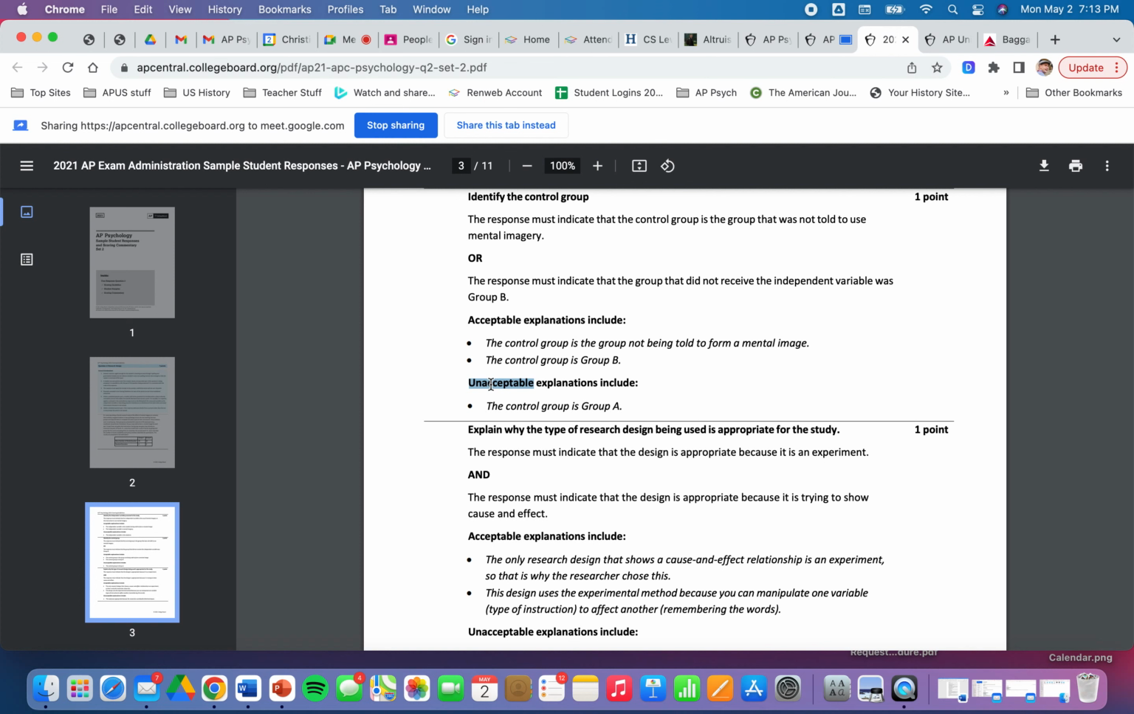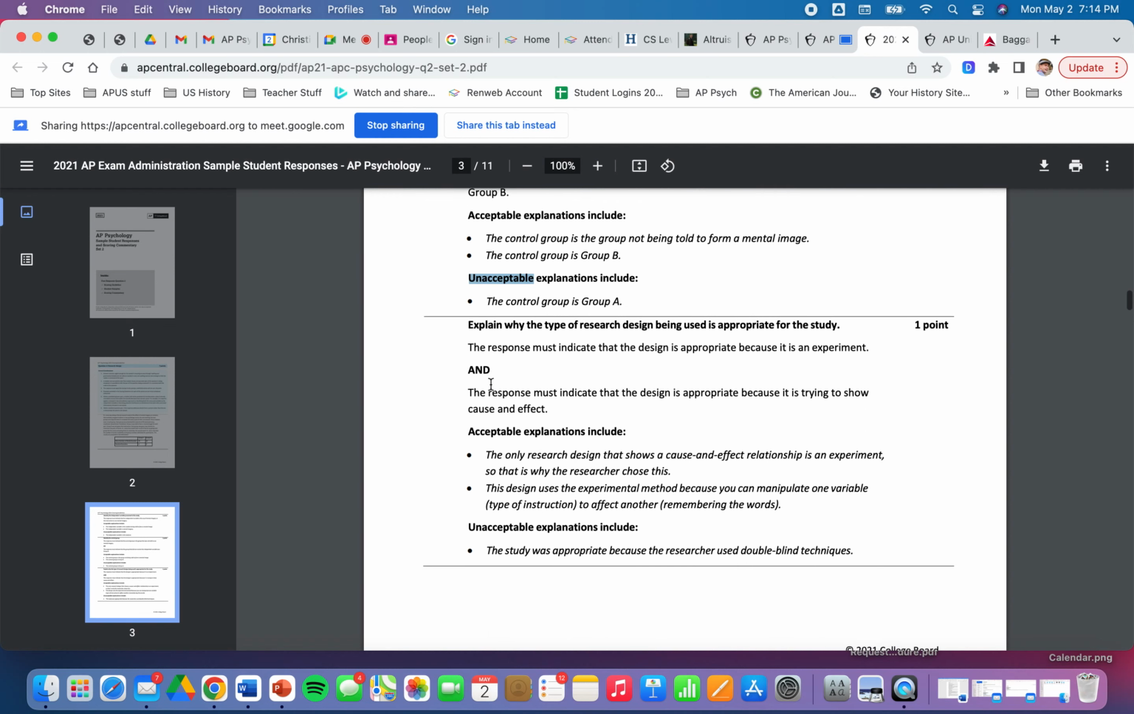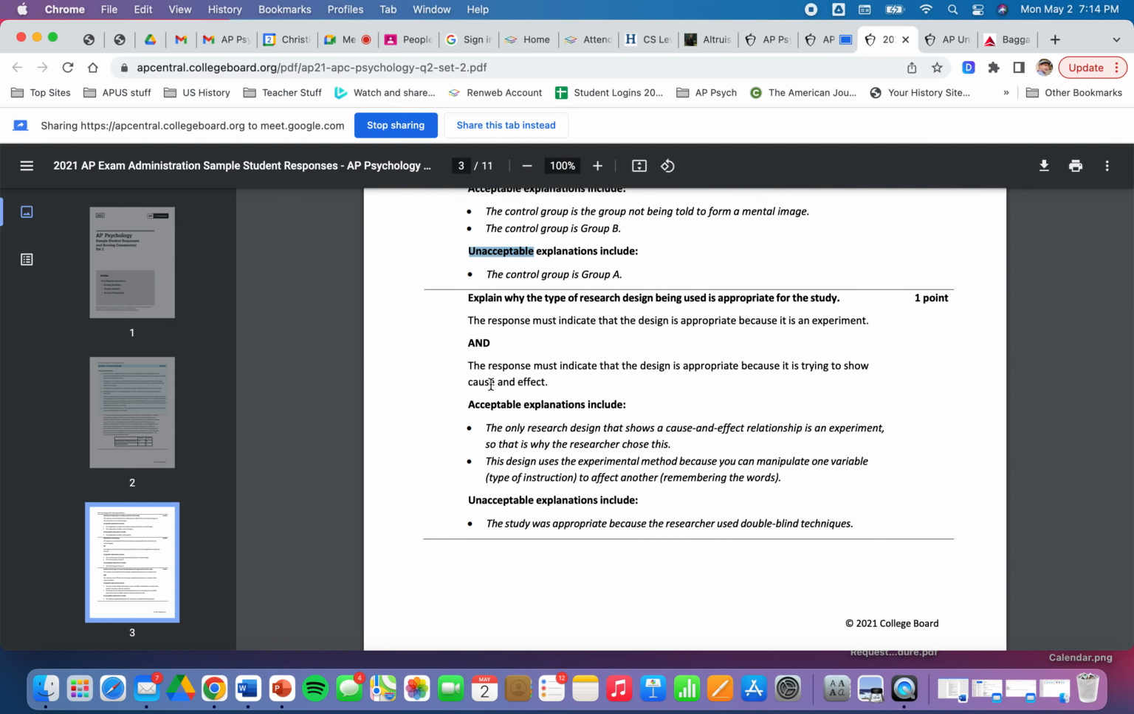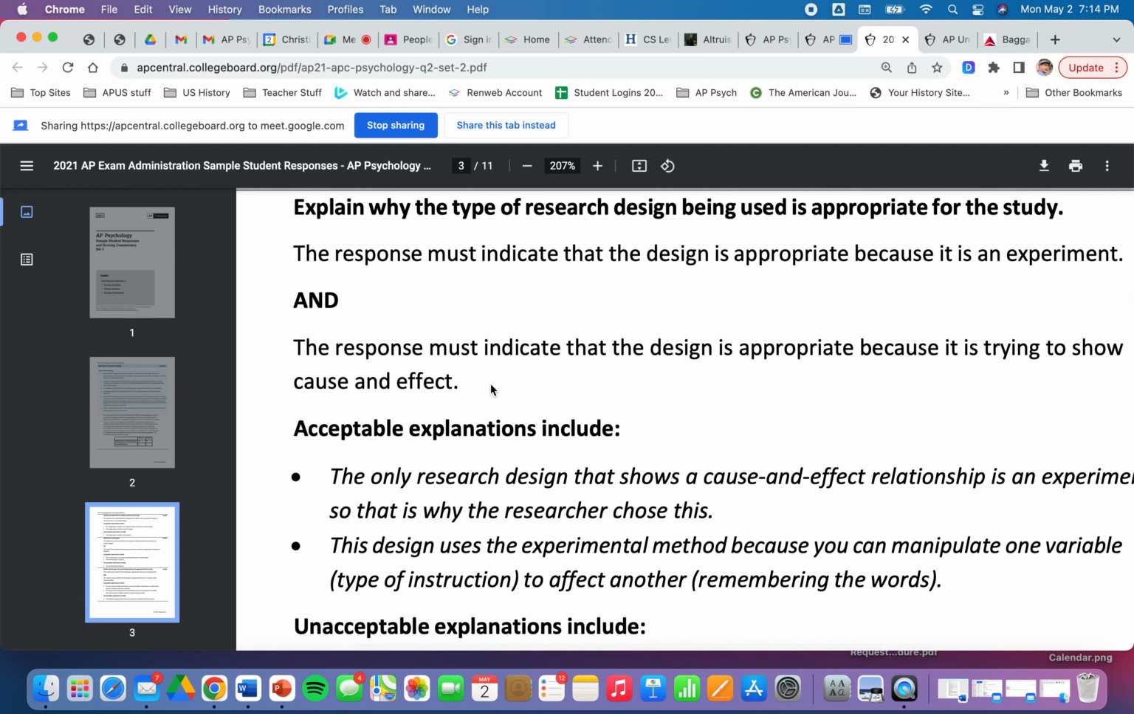Causation, exactly. So this relationship right here does show cause and effect, this experiment, but if it was a correlation study, it couldn't have shown that. This design uses the experimental method because you can manipulate one variable to affect another. Okay? So if you explain that about research, then that works. If you would have mentioned something like double blind, that wouldn't have worked.